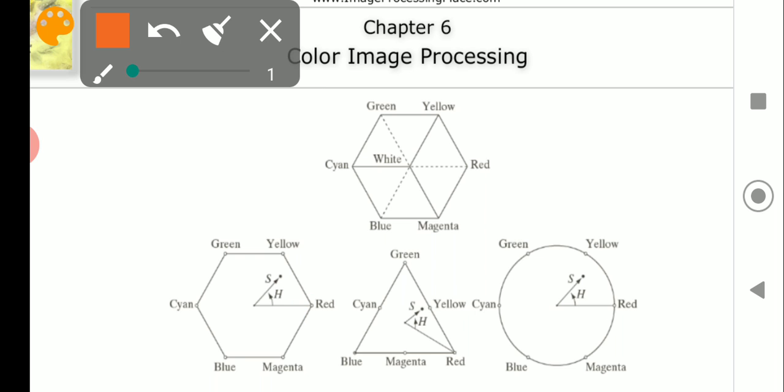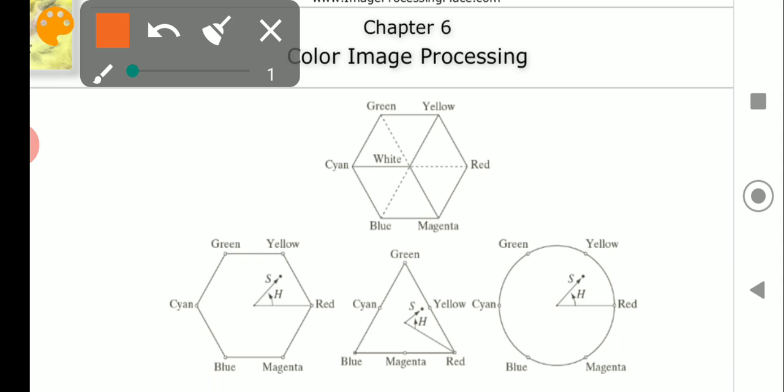Now similarly, the next very important thing is that we need to find the saturation. What could be the saturation? Saturation is the distance from the vertical axis, which is usually the length of the vector from the origin to the point.